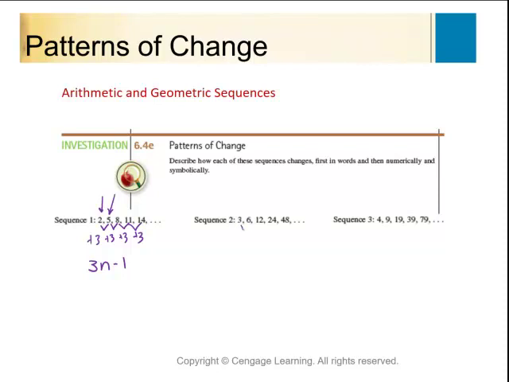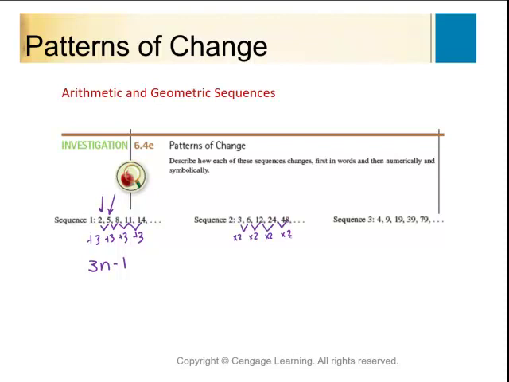Let's look at what's going on here to get from one to the other. This isn't just a straight up add. This is a times 2, times 2, times 2, times 2.